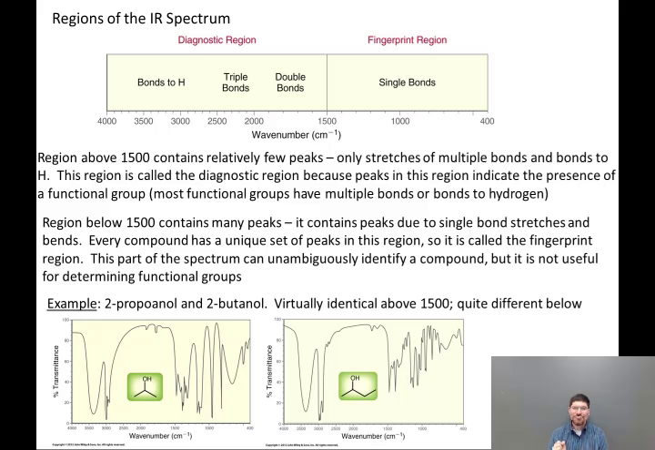Okay, so in the next lesson, as promised, we will zoom in and look at exactly where to find stretches for the different functional groups.